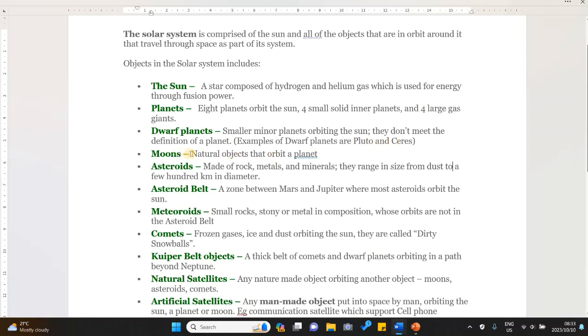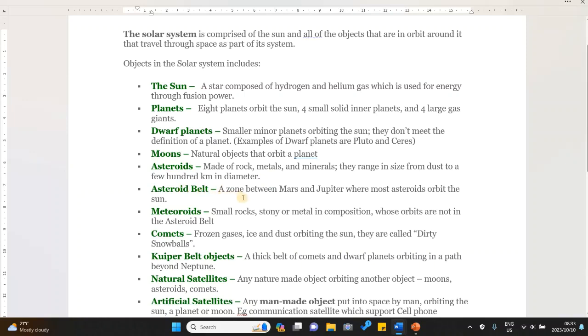Then we've got moons, which are natural objects, meaning they are made of rock and stone and so forth, and they orbit around planets like our moon. Then asteroids are made up of rock, metals and minerals. They range in size from very small dust particles to a few 100 kilometers in diameter. So asteroids can become very big, and they are made of rock, metals and minerals.